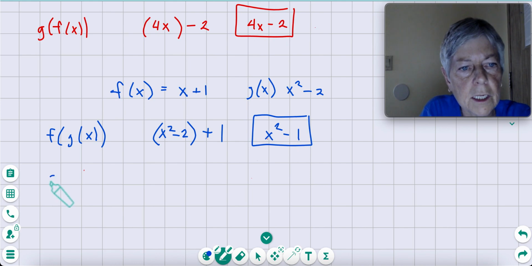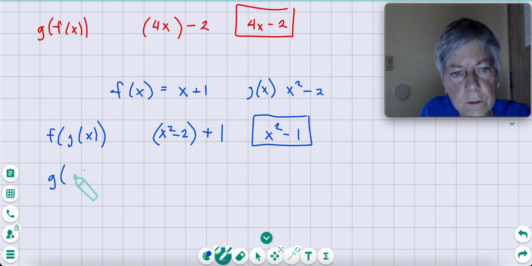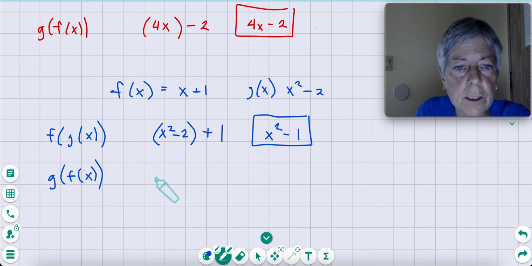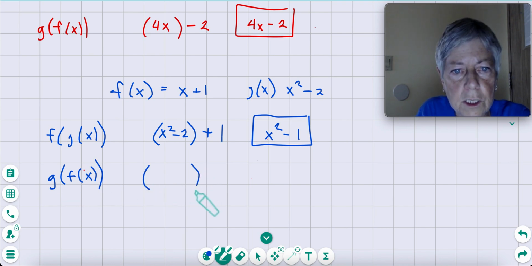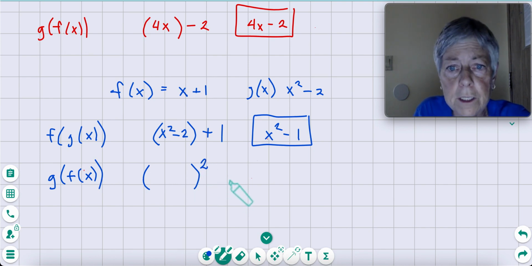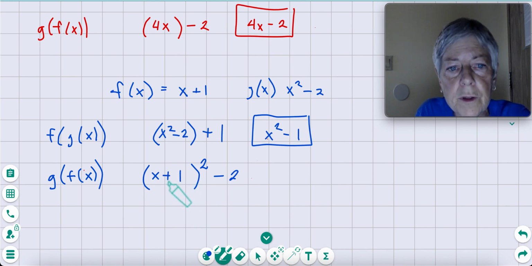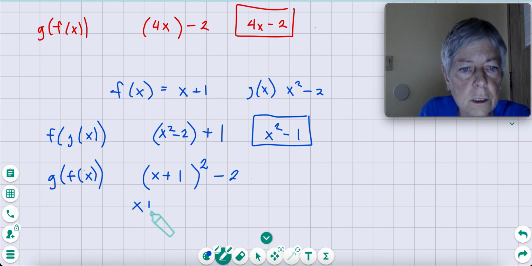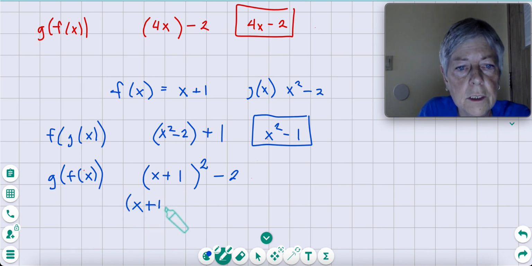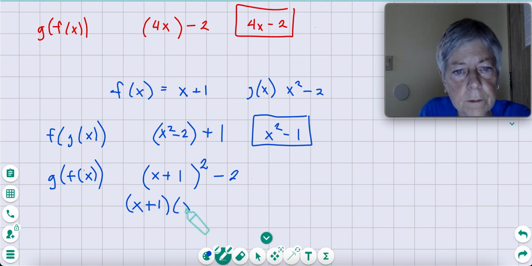Where the trick comes in is when you have to deal with the other direction. So g of f of x is going to look like this. In this case, the g is the master function, and so what you're going to do is put brackets instead of that x, and you're going to put your squared on the outside of this, okay? Then your minus 2. Now inside here, you're going to have to put x plus 1. And you are going to need to remember that what that means is x plus 1 times x plus 1, okay?